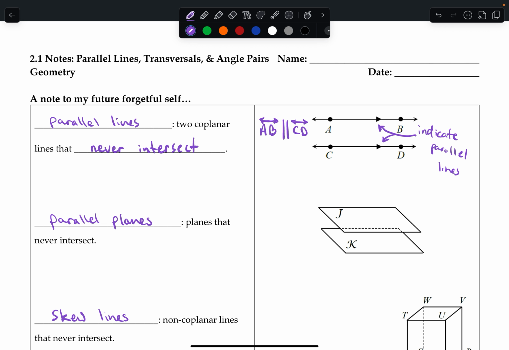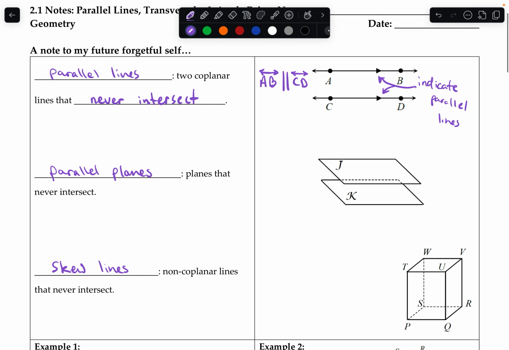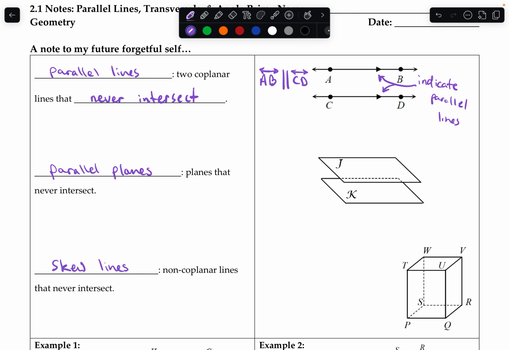Okay, so parallel lines, two lines that do not intersect. And now that we're in geometry and you know that planes exist, we can have parallel planes as well. I can say that plane J is parallel, there's that parallel symbol again, to plane K. All right, so planes can be parallel as well. And then finally, parallel lines never intersect. Parallel planes are planes that never intersect.